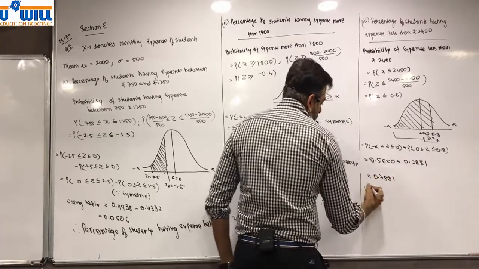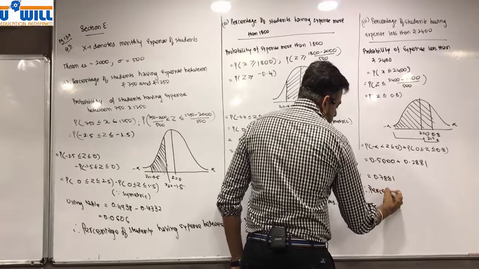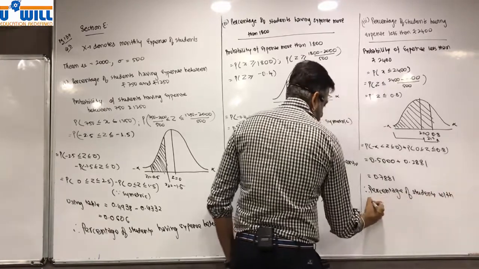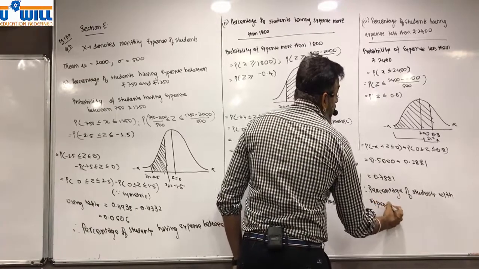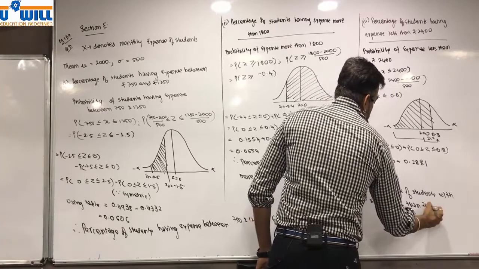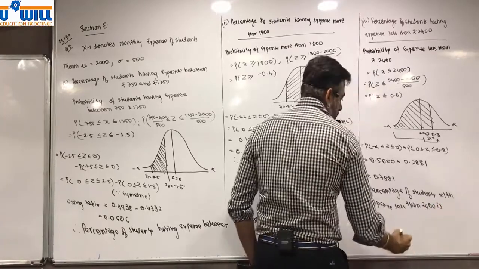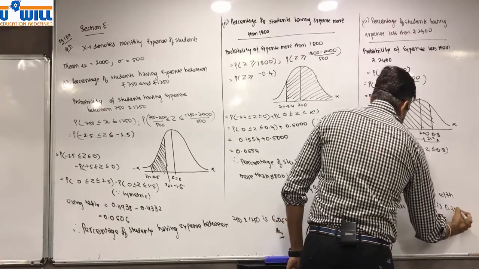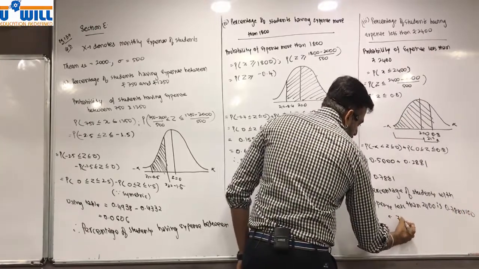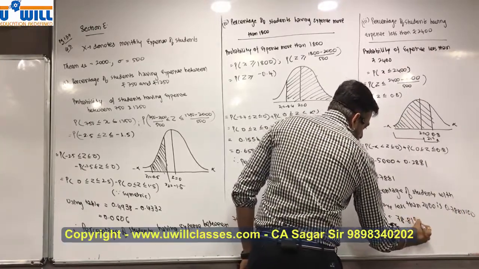is equal to 0.7881. Therefore, percentage of students with expense less than 2400 is 0.7881 into 100 is equal to 78.81%.